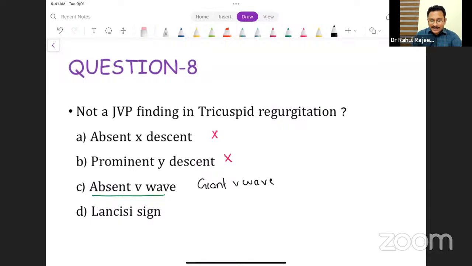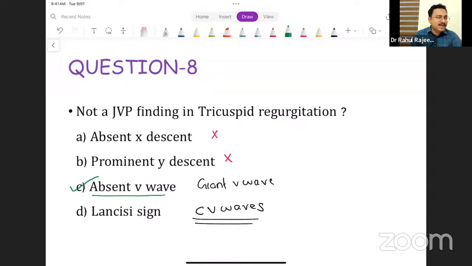So Lancisi sign is the appearance of the CV waves. Okay, CV waves because there is no X descent. So you'll have CV waves producing a large systolic jugular venous wave, and that is called Lancisi sign. Okay, so that is also a feature of tricuspid regurgitation. So the answer is going to be option C, that is absent V wave.